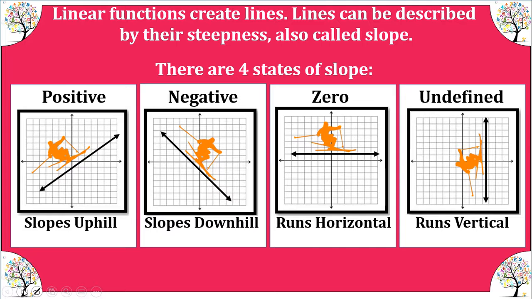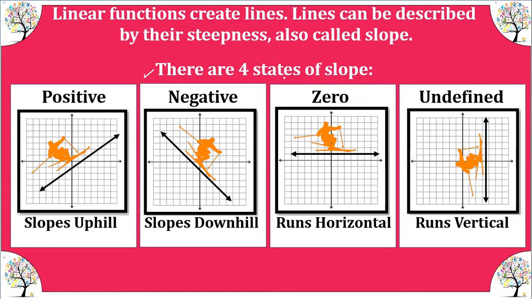Here are the four states of slope. Remember, when reading a graph, you read left to right. So this first graph, as we go left to right, our skier is going uphill. So this means this has a positive slope. Our second graph right here, the skier is going downhill. This is a negative slope.